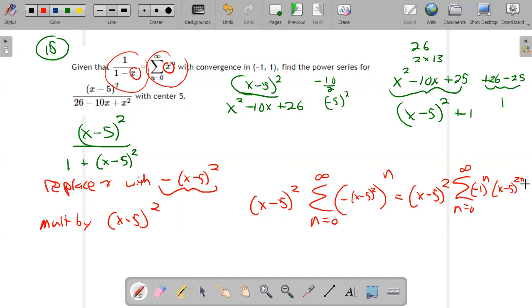So again, this section was about, and the next section was about, doing these substitutions, multiplications, differentiation, or integration, trying to get one series to morph into another. So that should be the series for this right here.